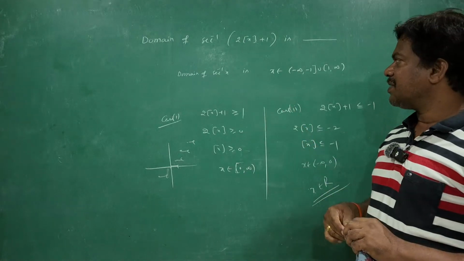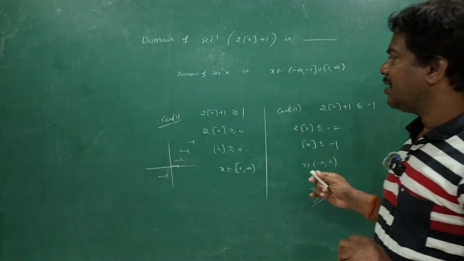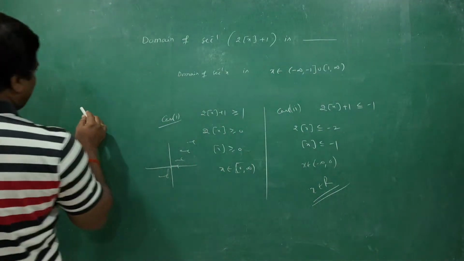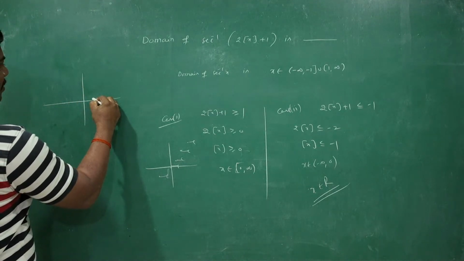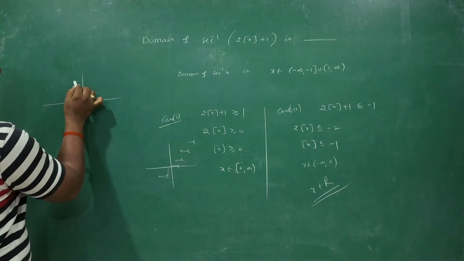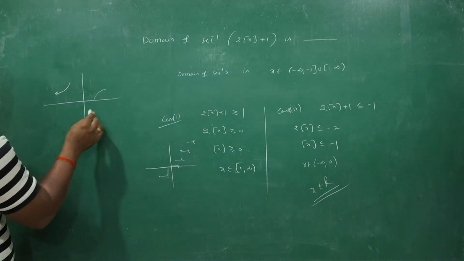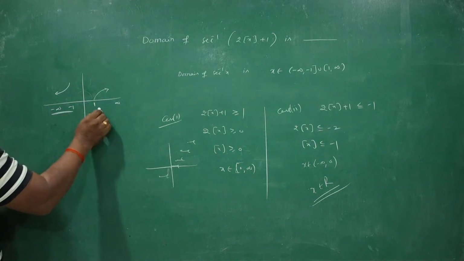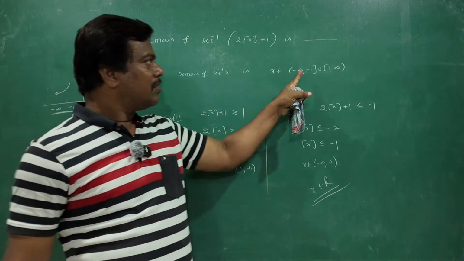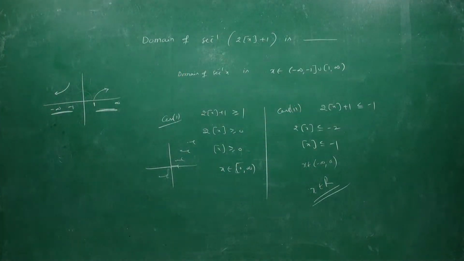Here domain of secant inverse of x, x belongs to minus infinite to minus 1 union 1 to infinite. See, you know the graph of secant x. Secant inverse of x graph. Actually this is cosecant. Secant inverse will get in this way. So more than 1, less than minus 1, this portion. So minus infinite to minus 1 union 1 to infinity you have to write. So that finally you will get x belongs to R is the answer.